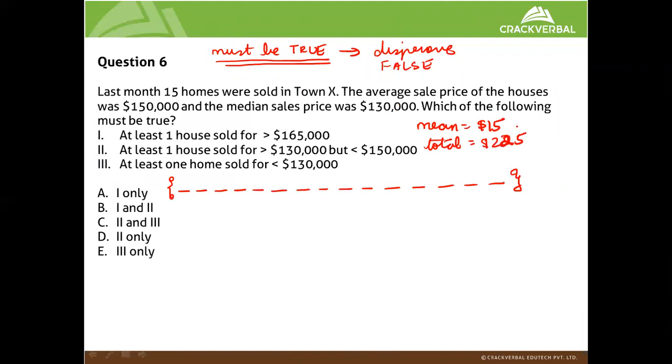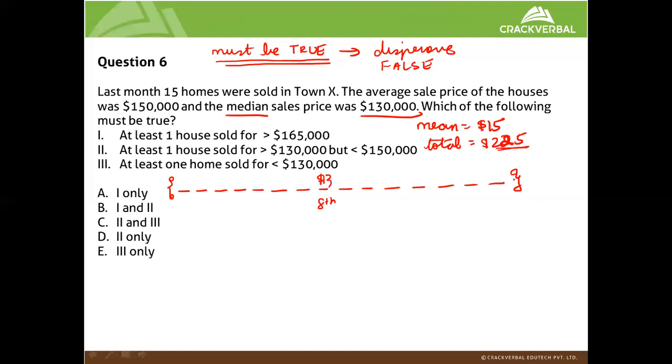Guys, I'm just working without the zeros. So assume that the zeros are there beyond those numbers, right? So the mean is 15, so the total of all these houses has to be 225. It can't cross 225. It can't be less than 225. It has to be equal to 225. And they told me that the median price is 130,000. So the median clearly here is the eighth element. So 1, 2, 3, 4, 5, 6, 7, 8. So the eighth element here is $13.